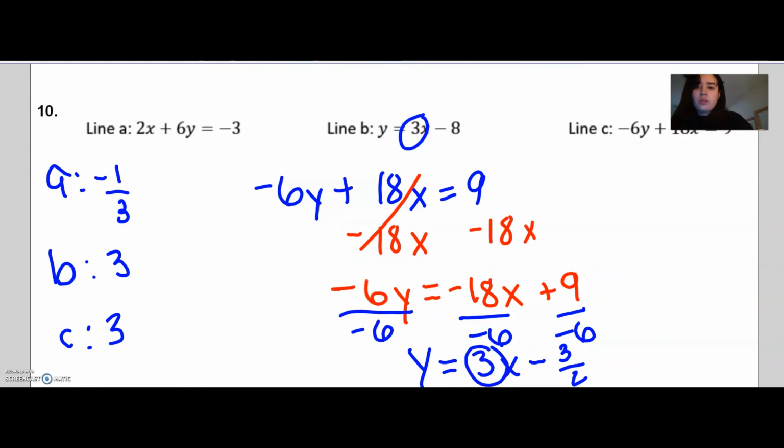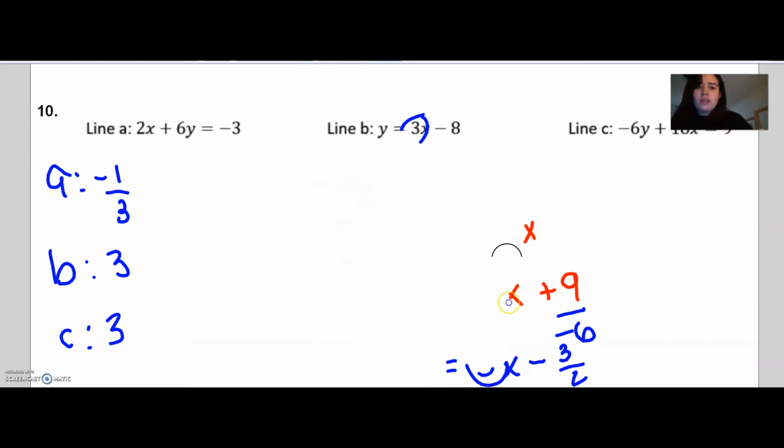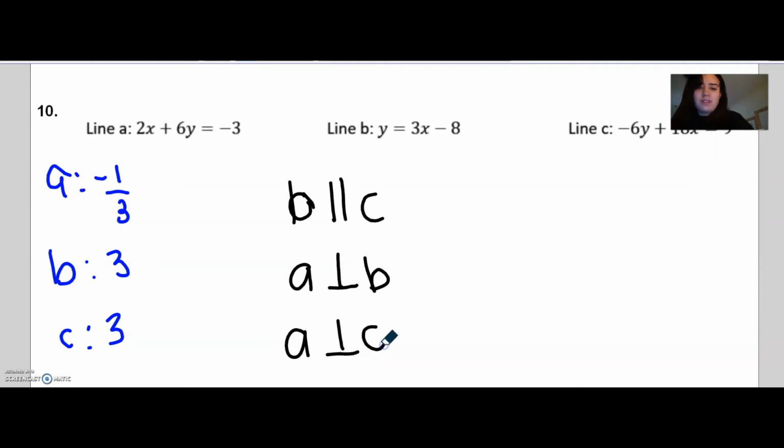And now we can draw those conclusions and say that our parallel lines are those lines with the same slope. So our parallel lines are B, and that is parallel to C. And then our opposite reciprocals are A to B, and A is also perpendicular to C.